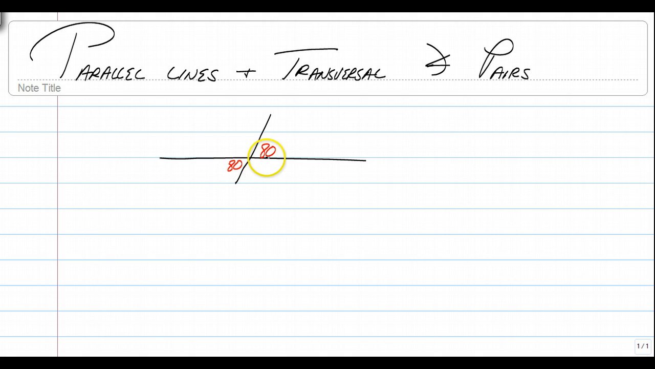And then, if you remember, a linear pair is two angles that form a straight line, and those will always add up to 180 degrees. So this guy has to be 100, and same with this guy. So now we have all four angles. And now I want to talk about parallel lines.